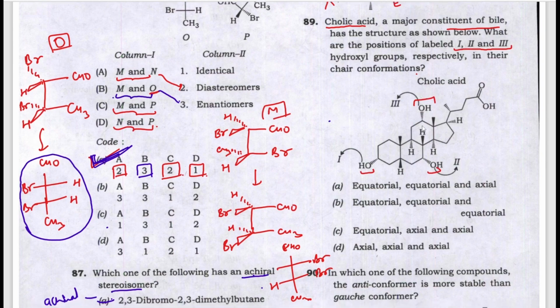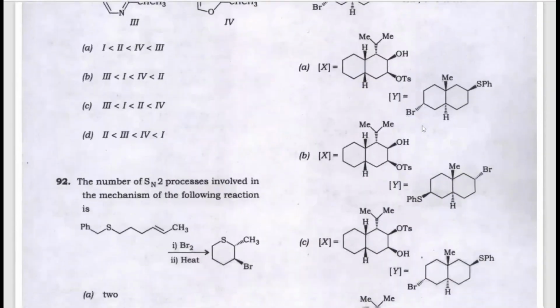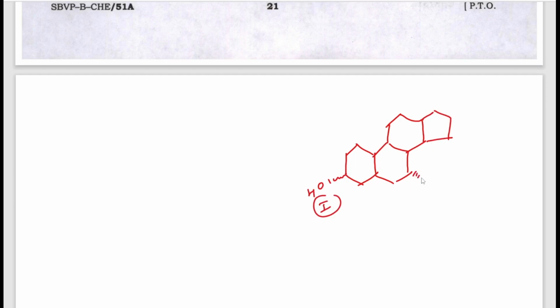And for that, we have to draw according to the structure. We have to check the position of hydroxyl group in the first ring, that is first. This is second OH group, and this is third OH group. Okay, and in these cases, these methyl and H are cis to each other.